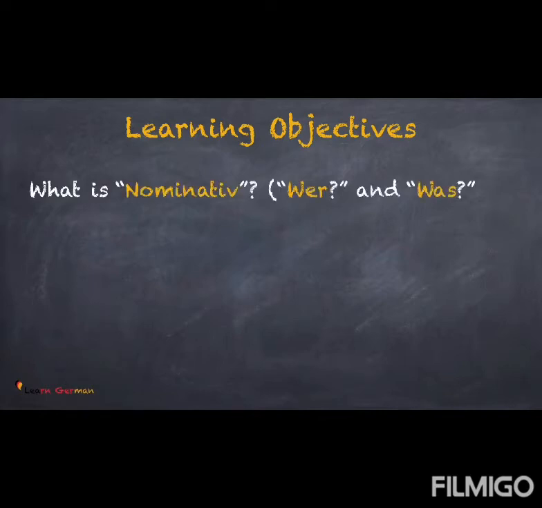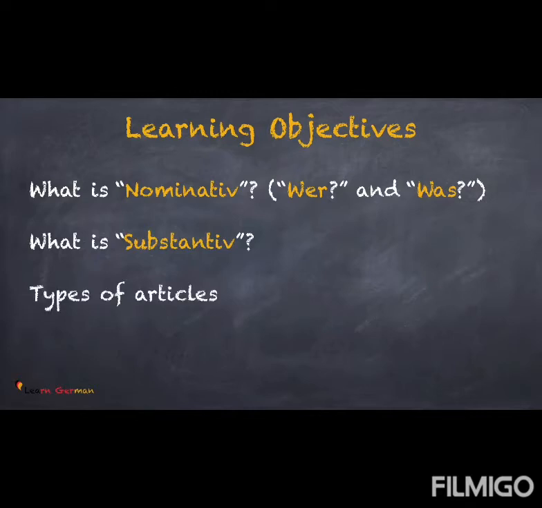Let's go through our learning objectives for this lesson. First of all, we will understand what is Nominativ, wer und was. It's also important to understand what is a substantive. After which, we'll be discussing the various types of articles. And in this chapter, we'll be doing basically the definite articles. So let's begin.